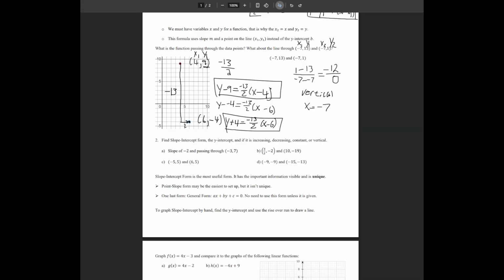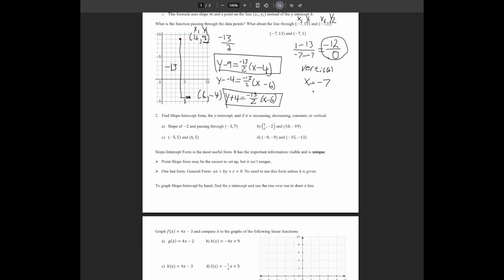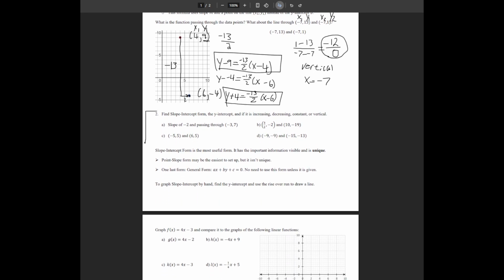However, if we did have a positive slope, we could just take this negative 12 over whatever number we got, plug it in for m, and then take these 2 points, or these 2 coordinates right here, and plug them in for x1 and y1. For problem 2, that's what I'm going to have you guys do on your homework set.